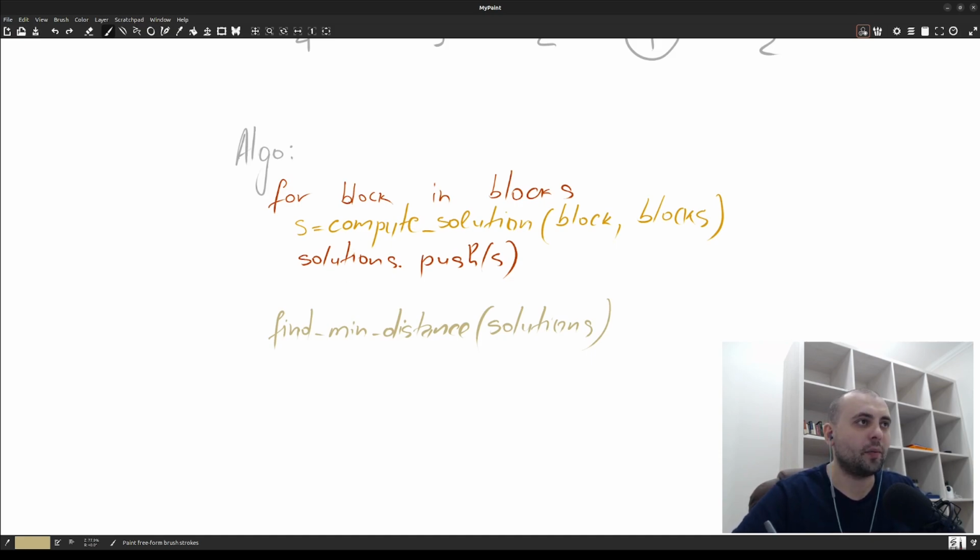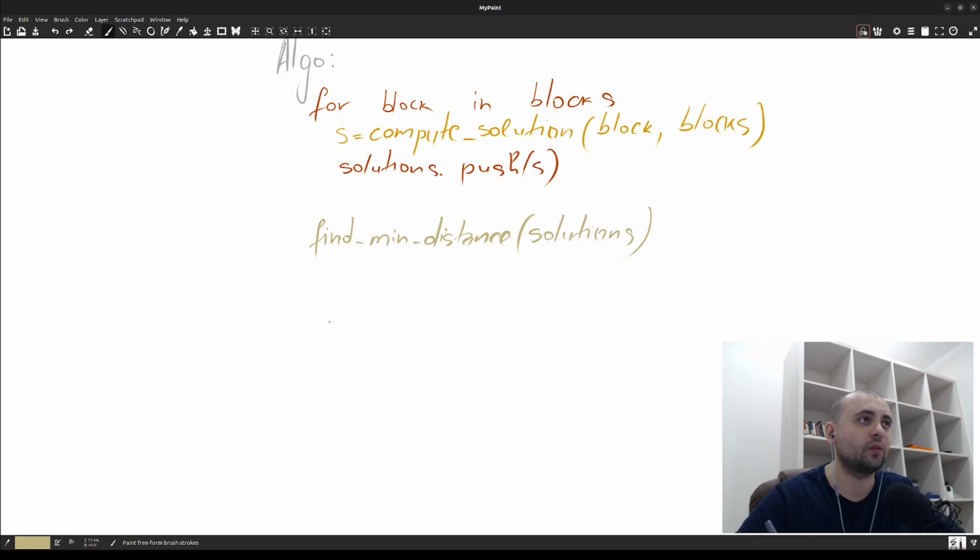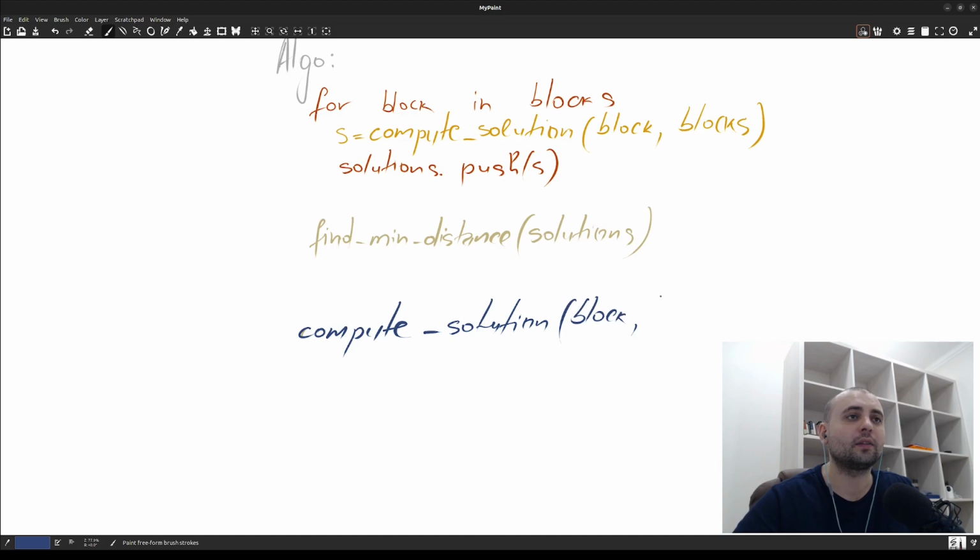Okay, so we came up with, let's say, the high-level algorithm. Now let's try to implement some stuff. So let's see how compute solution will actually work. Let's change the color again. Let's use this. So we have the compute solution function. We have a given block. We have the list of blocks. I guess what will be important for us, which I missed putting here, is the requirements, because without requirements this will not make a lot of sense. So yeah, we have the compute solution.